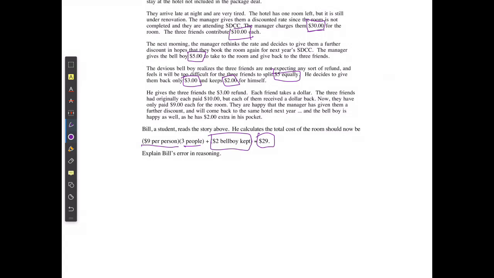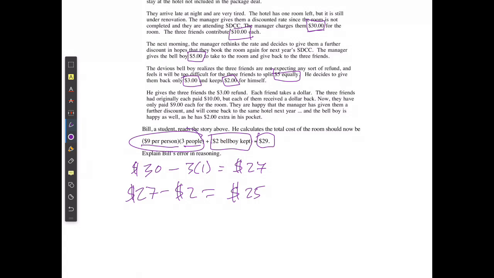If we take a look at it and say that $30 was what they paid, and they each got $1 back, then that's going to be a total of $27. At the same rate, the manager said that the room was only going to cost $25. So that $27 minus the $2 the bellboy kept is going to be the $25 the room actually cost. So the $2 the bellboy kept should have been included in that $27 that they actually paid.